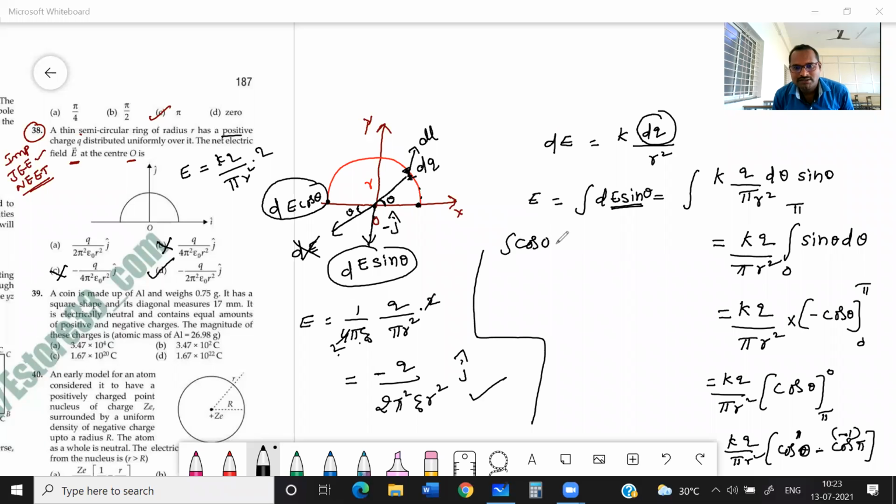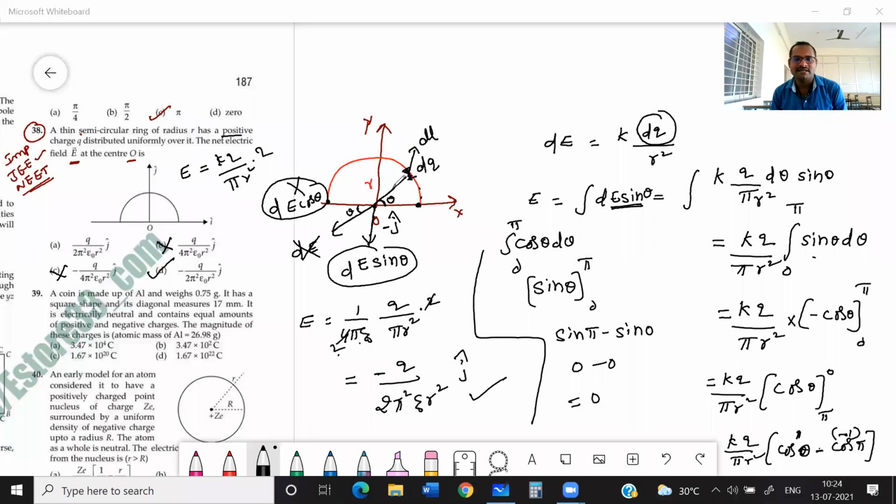Integration of cos theta d theta from 0 to pi. Integration of cos theta is nothing but sin theta, as you know, from 0 to pi. Sin pi minus sin 0. Sin pi value is 0, sin 0 also 0. So everything is 0. Means 0 into anything, you will get 0. Means this electric field will become 0.